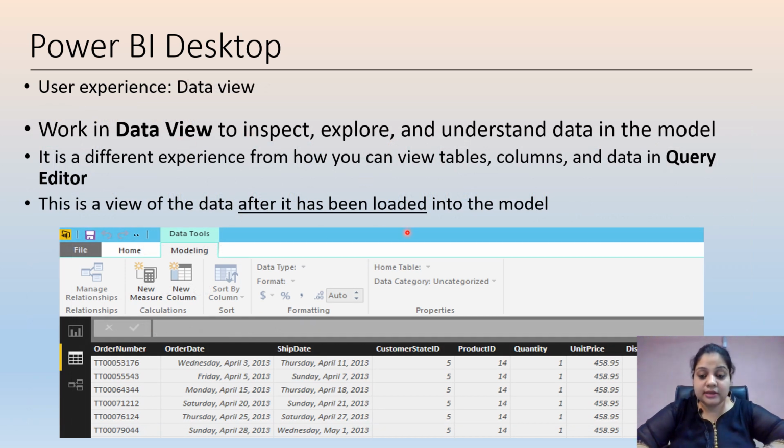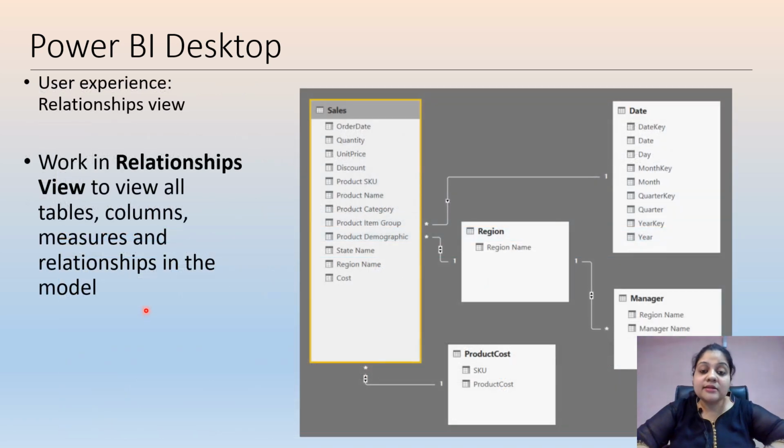In data view, this is the view of data that we get, the number of columns and rows we have and the type of data we have. Next, there is a relationship view. In relationship view, you can see that we have the following data sets. One is of sales, one is of date, the other ones are region, manager, and product cost. We can see the cardinality between the tables and how these tables are connected with other tables.